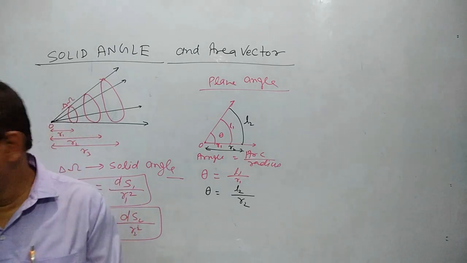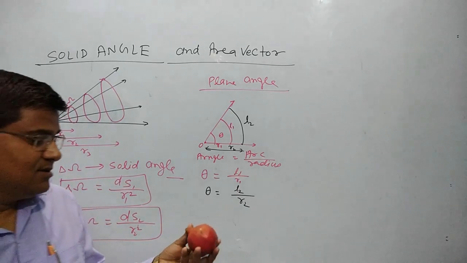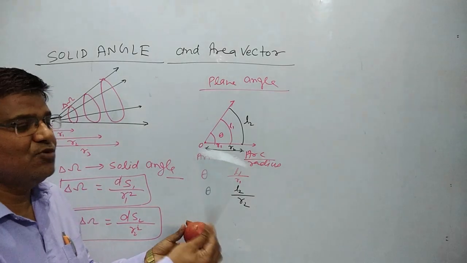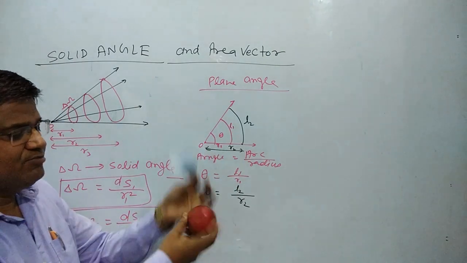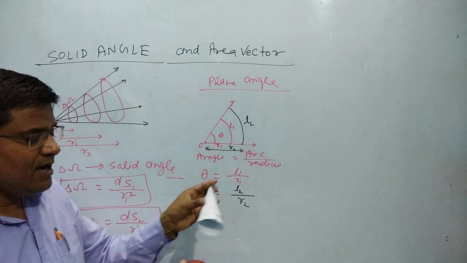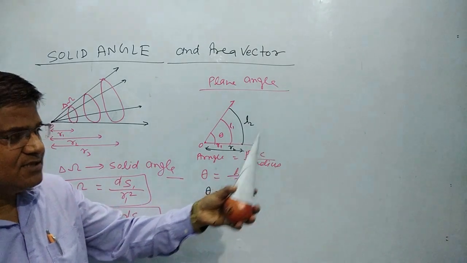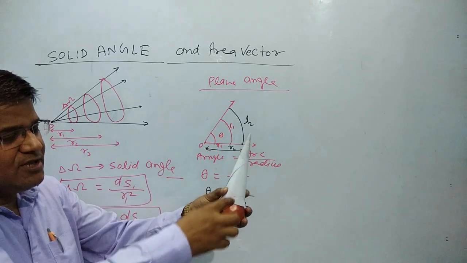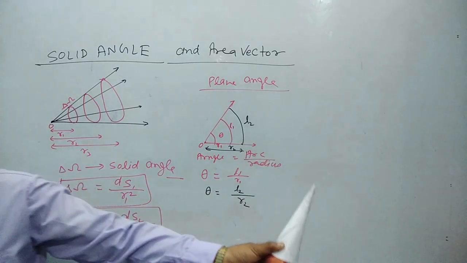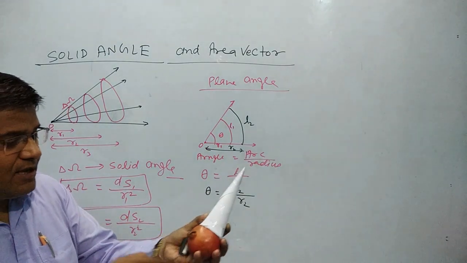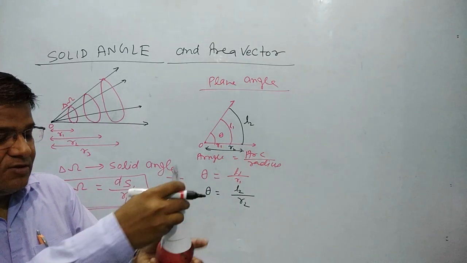Then what do you observe? Just consider a fruit, and this is a cone. This is the cone, and this is the fruit in spherical shape. When you put this cone on this surface like this, then from this point to this point there is some distance, and this is called R1. And the area covered by this cone on the fruit is what we look at.